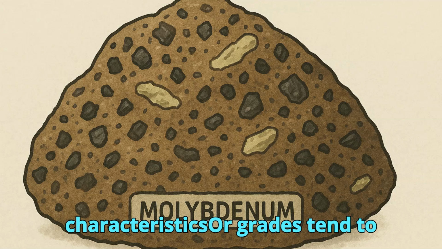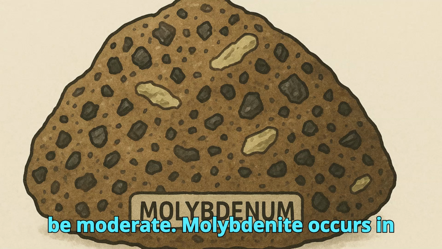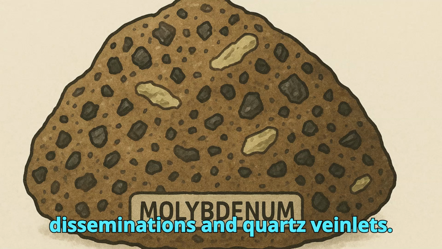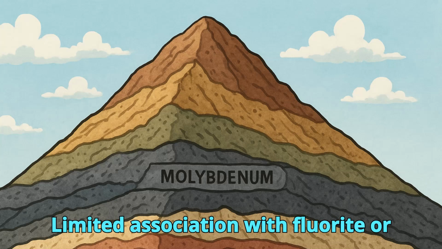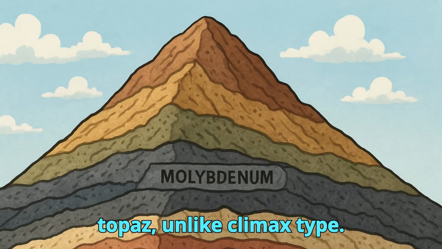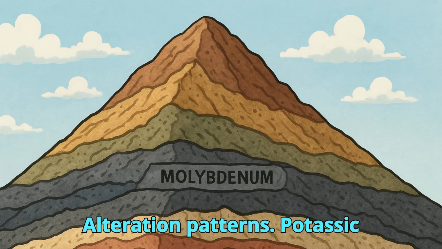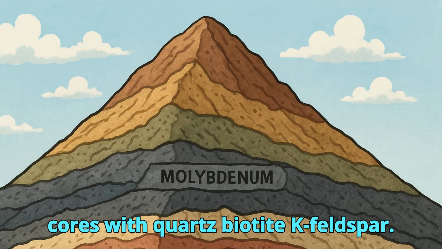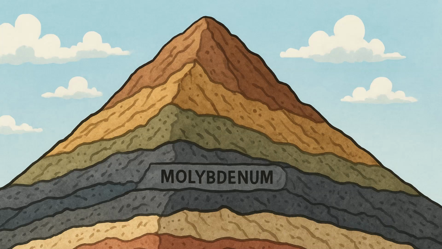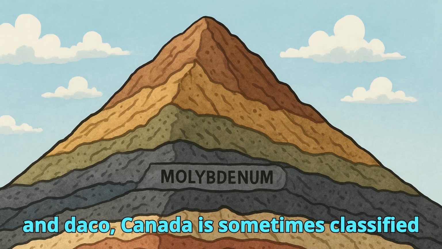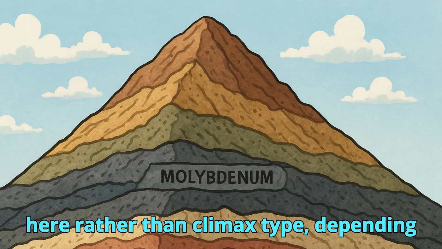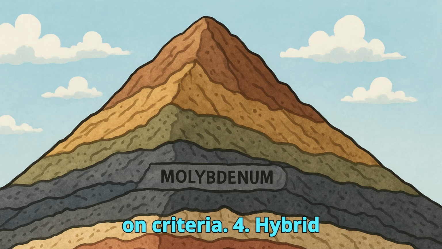Ore characteristics. Ore grades tend to be moderate. Molybdenite occurs in disseminations and quartz veinlets. Limited association with fluorite or topaz, unlike Climax type. Alteration patterns. Potassic cores with quartz-biotite-K-feldspar. Broad sericitic halos. Examples: Endako, Canada, is sometimes classified here rather than Climax type, depending on criteria.